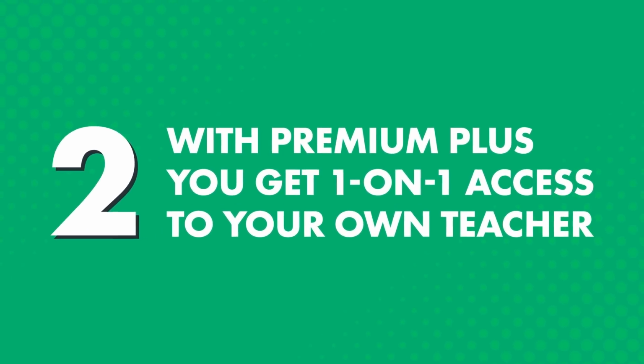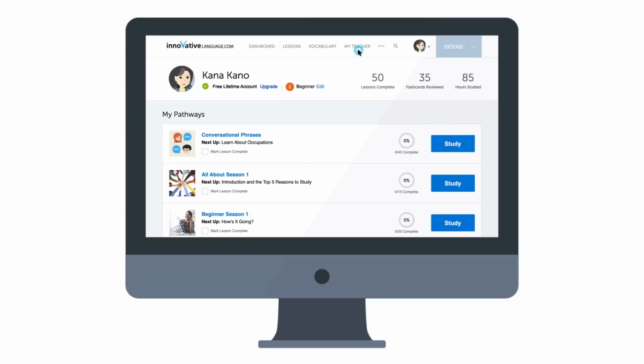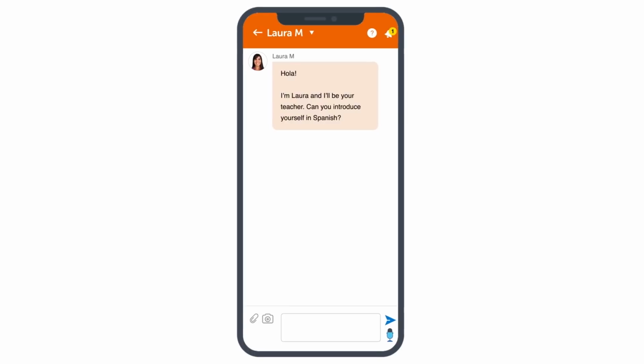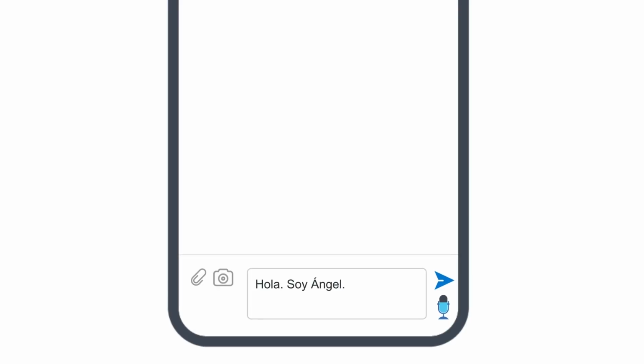2. With Premium Plus, you get one-on-one access to your own teacher, whom you can learn from at your own pace, anywhere, anytime, without being bound to the teacher's schedule. So, when you log in, look for the My Teacher Messenger on the site, or access it inside the app. With the My Teacher Messenger, you can interact as much as you want with your teacher and ask language questions, practice writing, and get corrections and feedback.